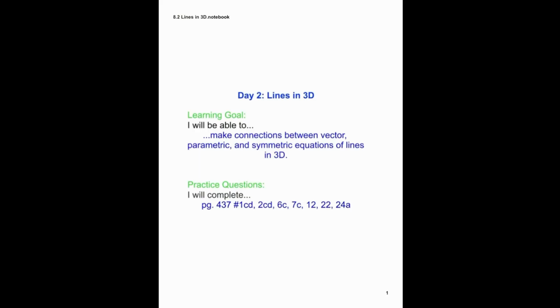How can we take what we already know about lines in 2D space to create equations in 3D space? Now, it is worth pointing out that we can create a vector and a parametric equation for 3D lines, but not a scalar equation. In 3-space, a scalar equation actually defines what we call a plane. And a plane is a two-dimensional flat surface that extends infinitely in all directions. So let's make connections between vector, parametric, and this idea of symmetric equations of lines in 3D.